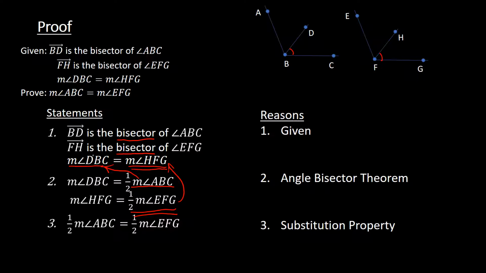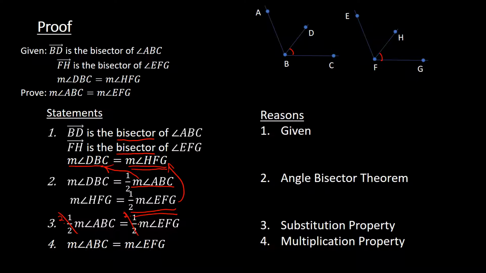Notice we're almost done. All we need to do is get rid of the 1/2 in front, and we have the statement that we're trying to prove. So how do we get rid of the 1/2 on both sides? Well, I can multiply both sides by 2. Multiply this by 2, I get 1 measure of angle ABC, and multiply this side by 2, we'd have 1 measure of angle EFG. So we have our proven statement, the one we're trying to prove, and the reason would be based off multiplication. And we're done.